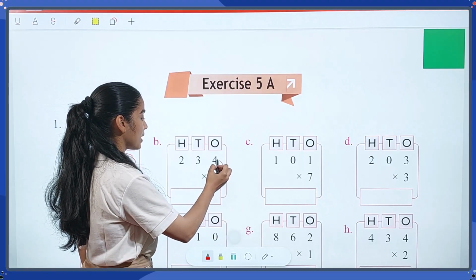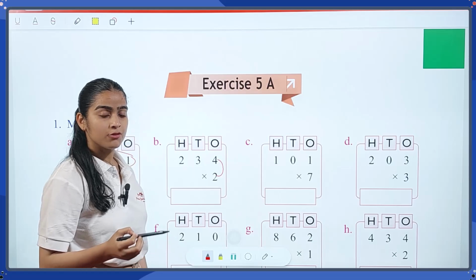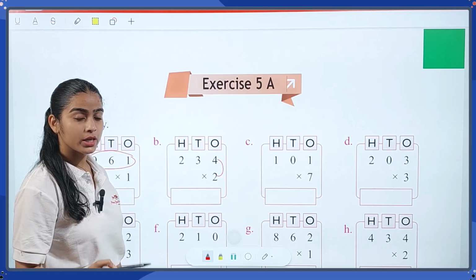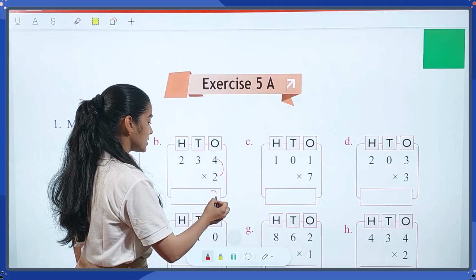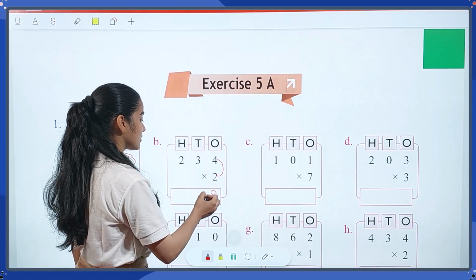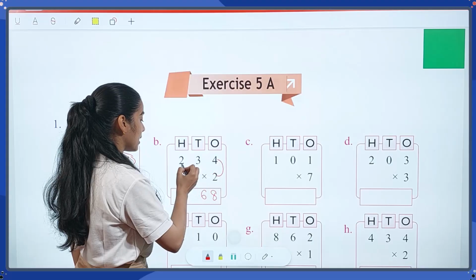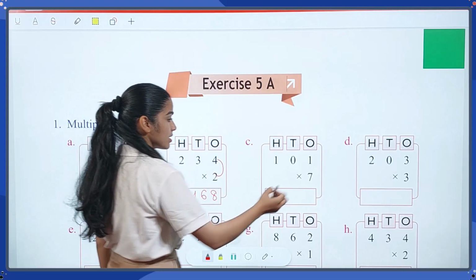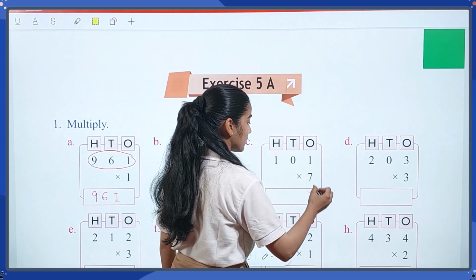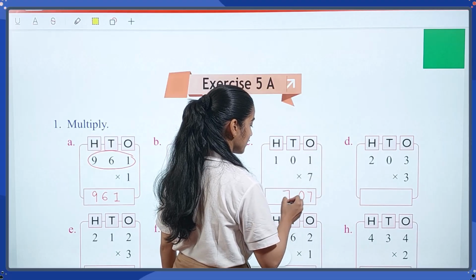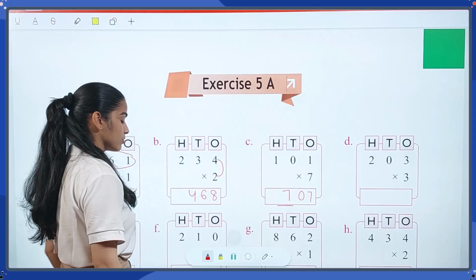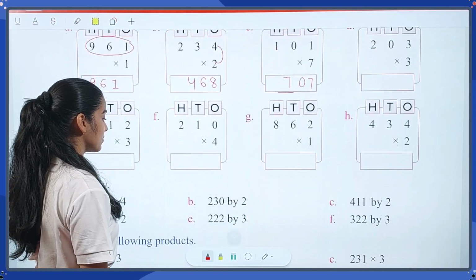Next, we have to multiply this number by 2. Now you have to read 2's table 4 times. So 2 multiplied by 4 is 8. 2 multiplied by 3 is 6. 2 multiplied by 2 is 4. 7 multiplied by 1 is 7. 7 multiplied by 0 is 0. 7 multiplied by 1 is 7. So these are your answers. You can solve this question similarly.